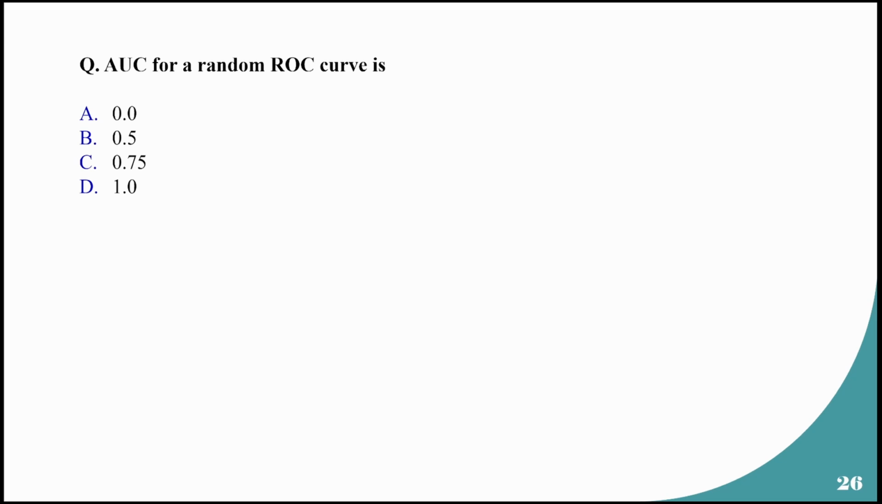So area under the curve for a random ROC curve. In this particular case, the random ROC curve will mean that the model is not clearly able to distinguish between the classes. 0.5, sir. Yeah. So 0.5. Yes, 0.5 particularly.